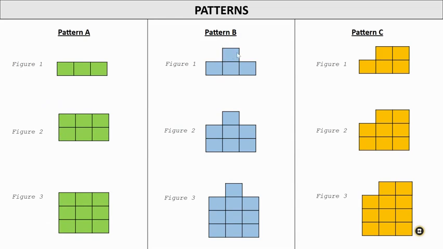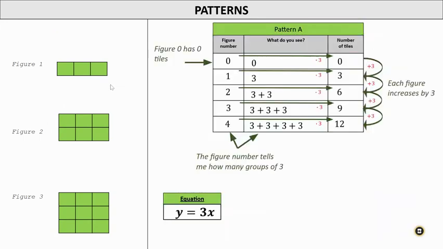Then for figure, or pattern, number 2, we have 4, then 7, and then 10. And for pattern C, we have 5, then 8, and then 11. So let's see what is happening.